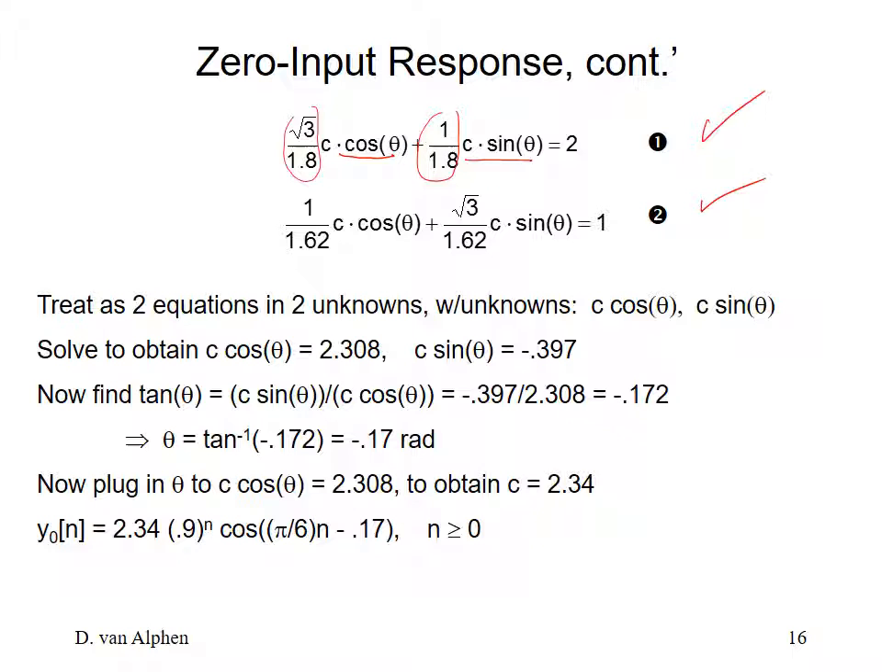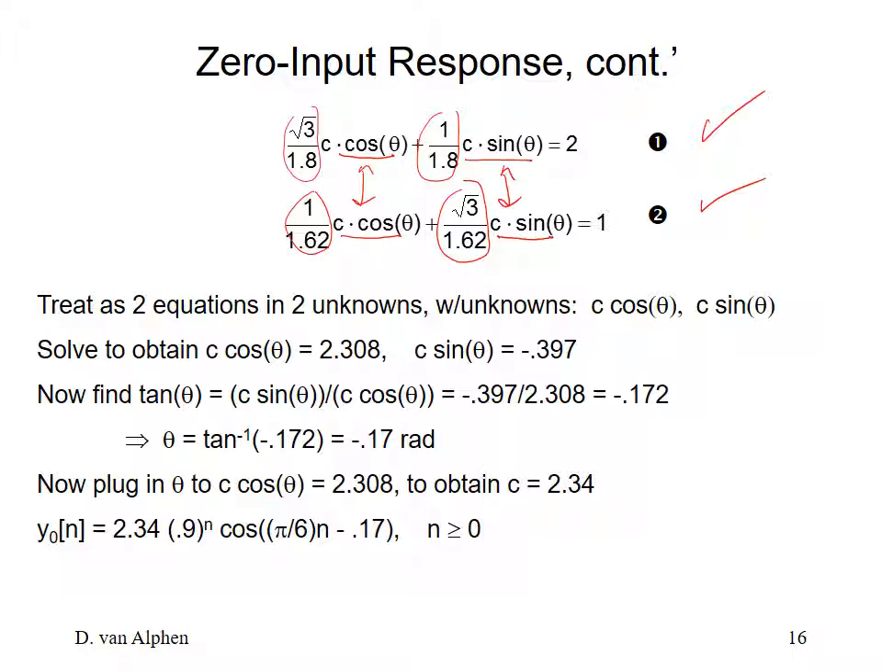And in the next equation, I have some number times c cosine theta. Notice that's the same term. And another number, a different coefficient, times c sine theta. Again, those are the same terms, equals 1 on the right-hand side. So what we're going to do is treat these as two equations in two unknowns.